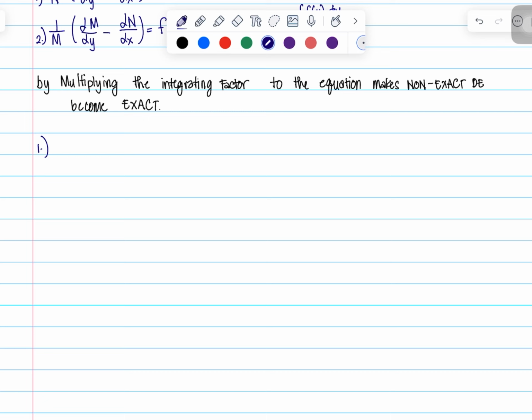Okay, we have an example right here. We have (y minus xy) dx plus x dy is equal to 0. From this equation, we have this as your M and this as your N. Now let's test if it's really non-exact. So what is the test for exactness? The partial derivative of M with respect to y should be equal to the partial derivative of N with respect to x. So let's do this first.